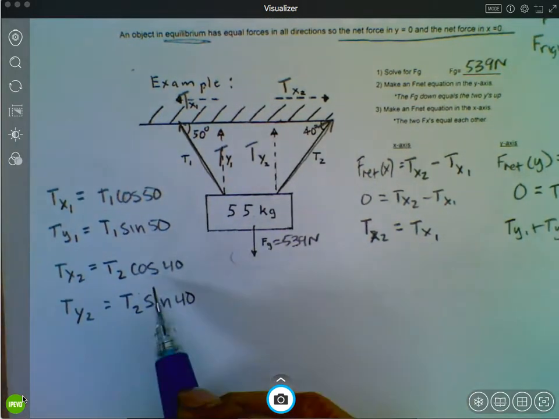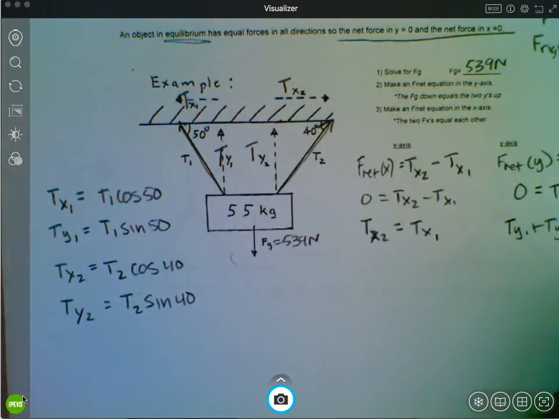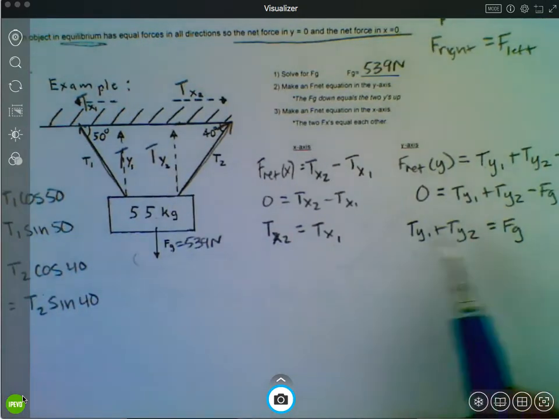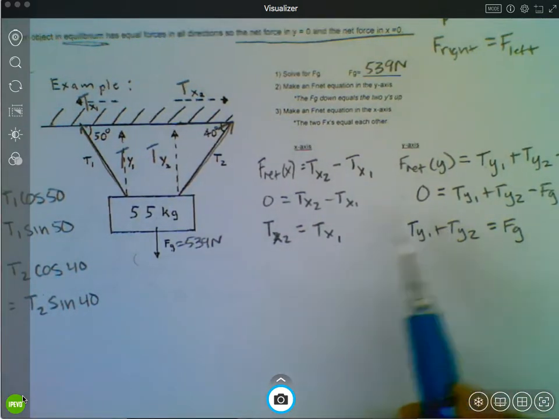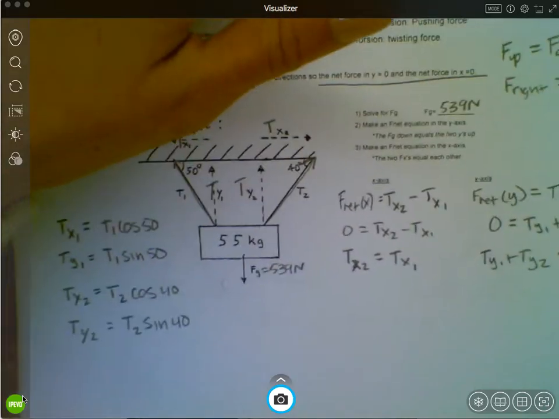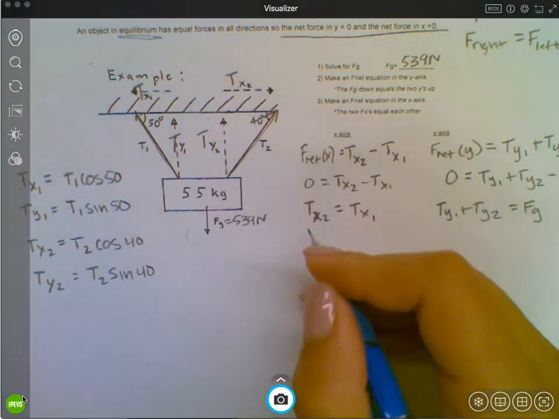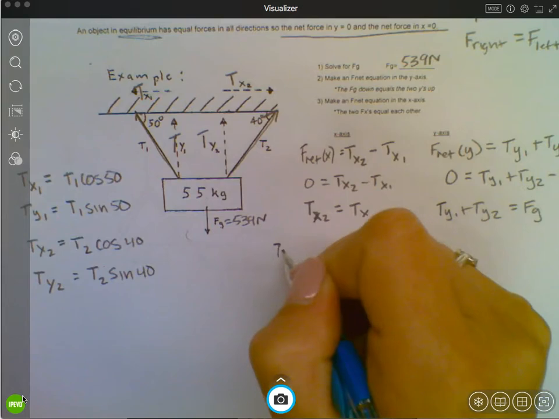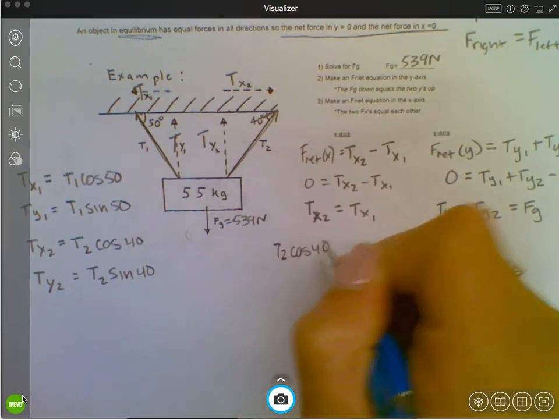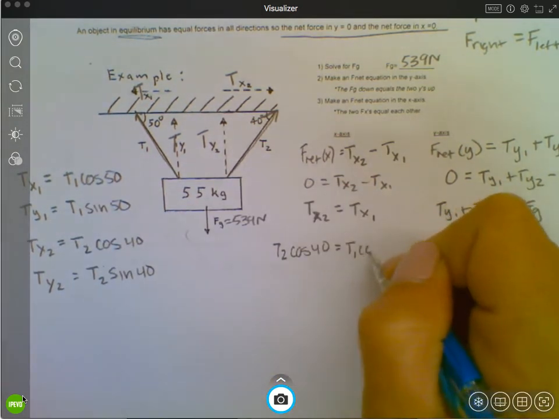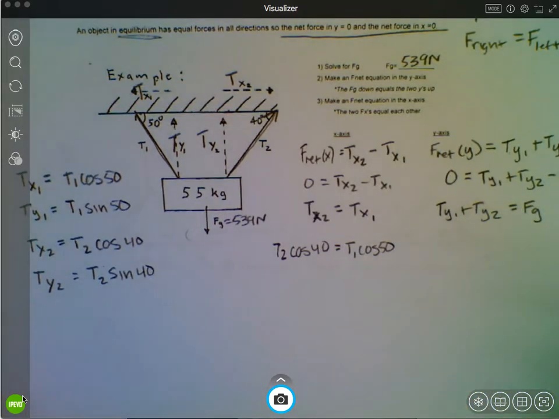Now that I have those, I'm going to substitute them into my equations. This gets very mathy. The physics was done the second we have these equations, and then the math comes in. I'm going to zoom out a little bit here. So Tx2 is equal to T2 cosine 40. Tx1 is T1 cosine 50.